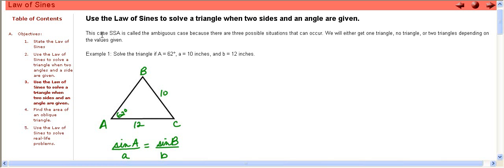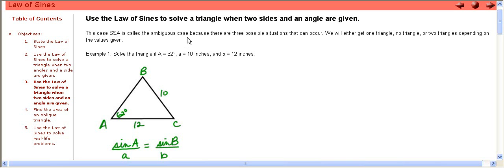The topic of this video is to use the law of sines to solve a triangle when two sides and an angle are given. This case is called SSA, or side-side-angle. It is actually called an ambiguous case because there are three different possibilities that can occur. We will either get one type of triangle that will satisfy the information given, we may get no triangle that satisfies the information given, or there are two possible triangles that will satisfy the information given.